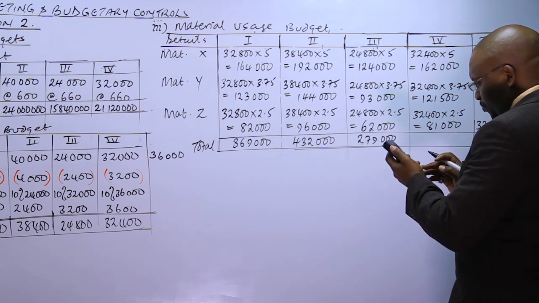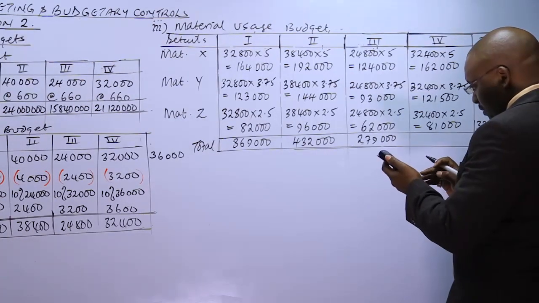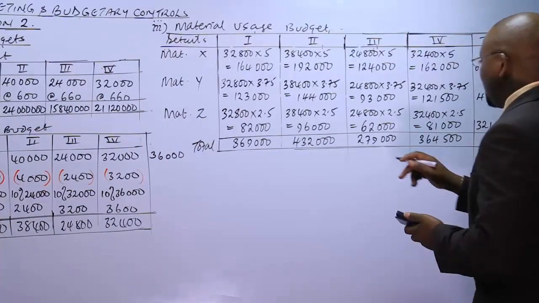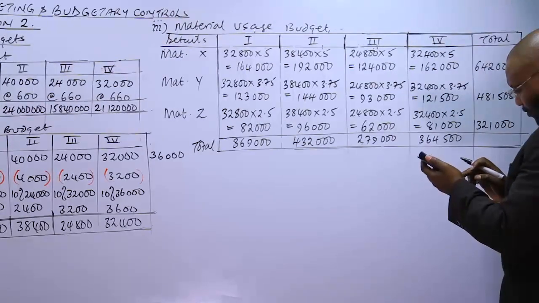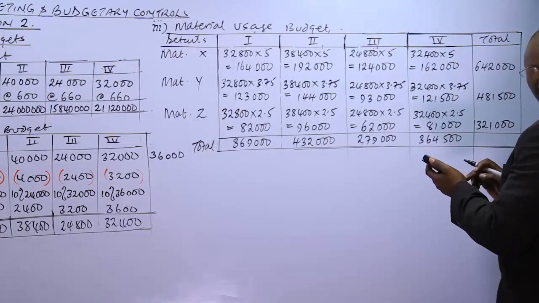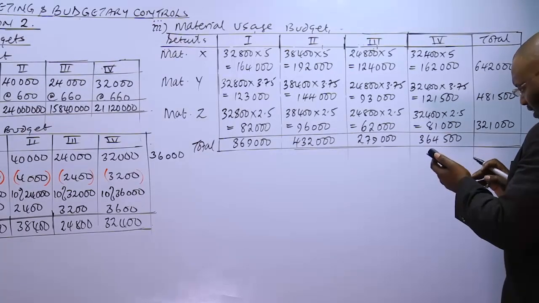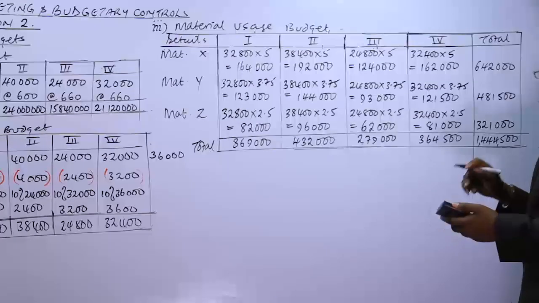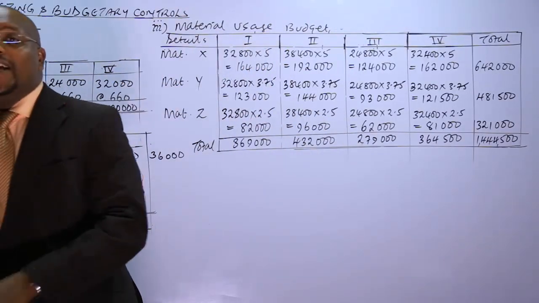Then you have 162,000 plus 121,500 plus 81,000. This gives us 364,500. Even if you now add across, this one is 642,000 plus 481,500 plus 321,000. This is giving us 1,444,500. That's what we have as total materials as far as the quarters are concerned, and as far as material X, Y, Z are concerned.